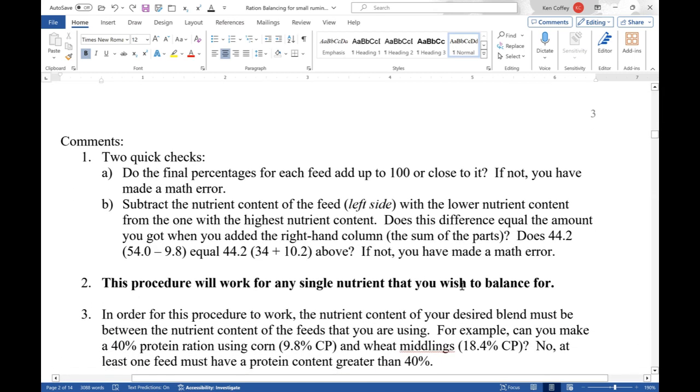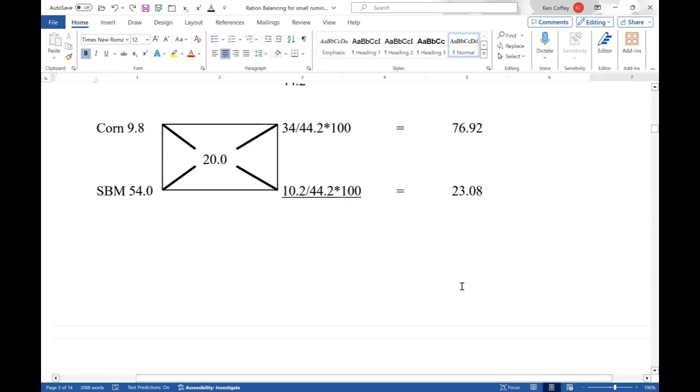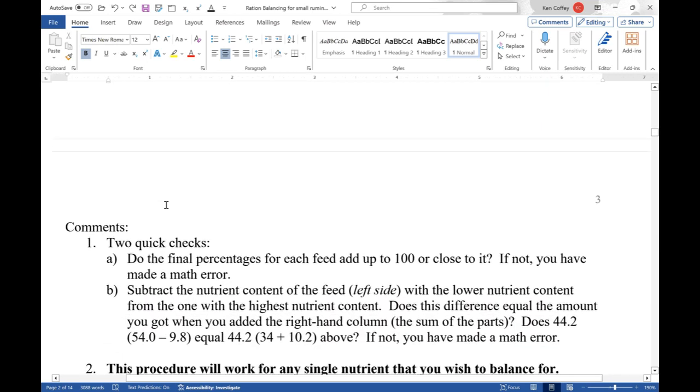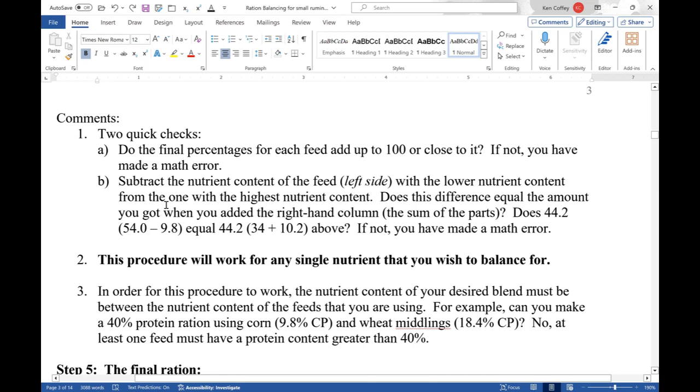Now, I've got some ways you can check this, and I want to point that out. Never just take those numbers and run with them. Always go back and check. And so there's a couple of simple things. Look at the left side and the right side of this. If we take 54 minus 9.8, does it equal 44.2? If it doesn't, we've made a mistake, because when we add the numbers on the right, we subtract the numbers on the left, they should be the same number. If they're not, we made a mistake. And it's easy to make mistakes on this because it's math. We have more and more trouble with math as we go along.